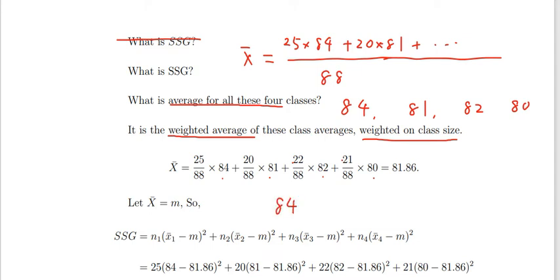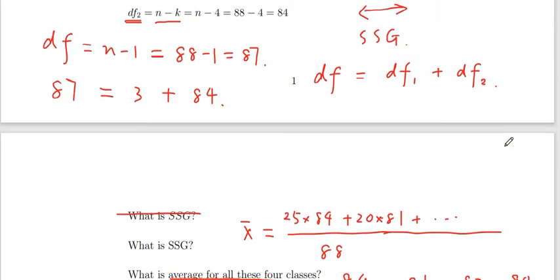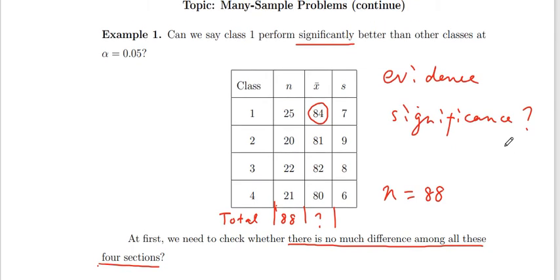So weighted by student number, like 22, here totally, right? Just like that. So 81, here multiply 20. So total weight is 25 plus 20 and so on, 88. Okay, so we find this is the average for all. We call this average the grand average. So here we have 5 averages: the average for each class, 4 averages, and then the average for all.